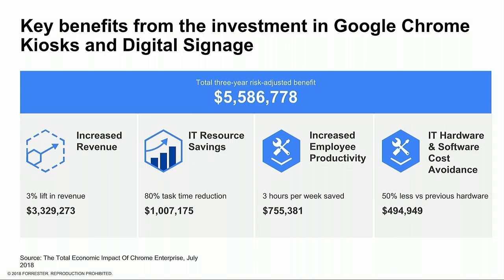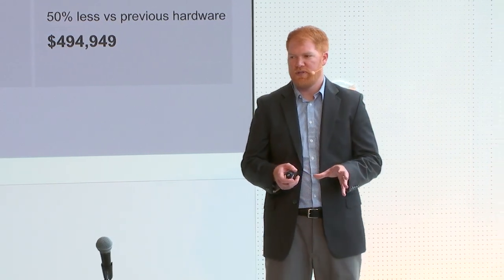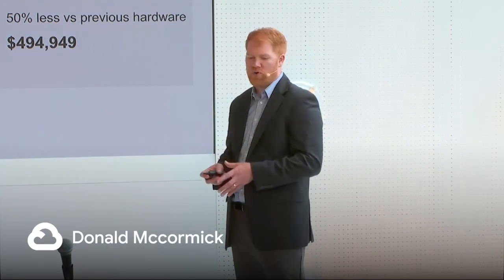Last is IT hardware and software cost avoidance. Now in this, there's about 50% less cost than the most comparable solution out there for these organizations. And so I think we see this hardware savings throughout all of the studies, but it's something that's real, and it's something that these organizations are finding when they adopt Google Chrome Enterprise.